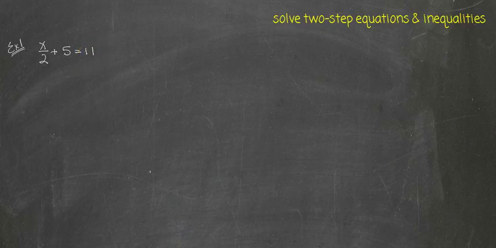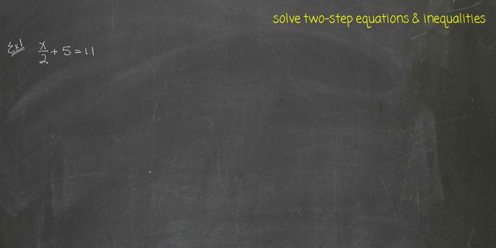So you could figure this out. You could use your fingers, think, kind of visualize tokens in your head. You could actually pull out some manipulatives and figure it out. But we're going to do it by solving, which means get x all by itself on one side of the equal sign, everything else on the other side.